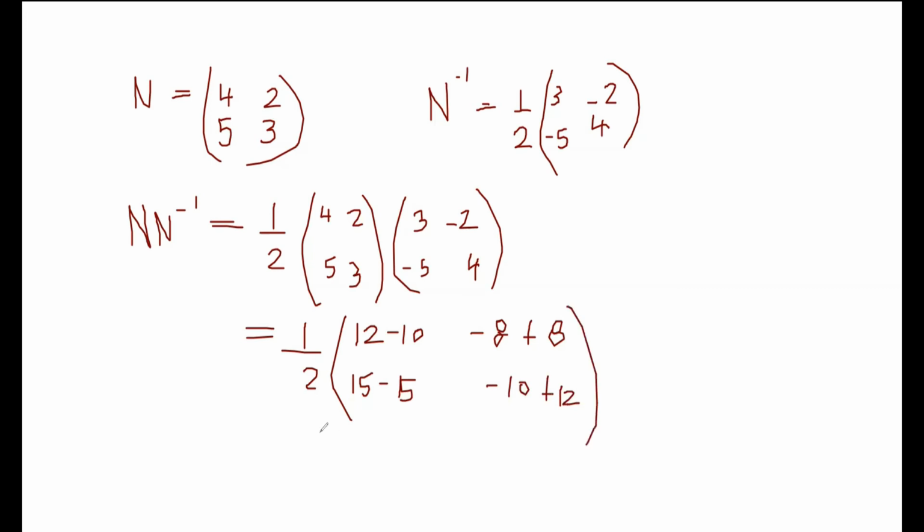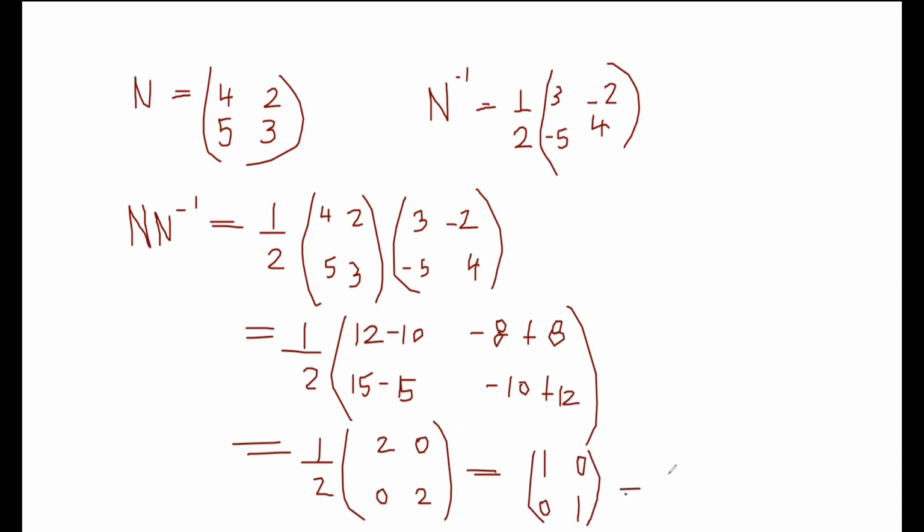So N times N inverse works out to be equal to a half of: 12 minus 10 is +2, -8 plus 8 is 0, 15 minus 15 is 0, -10 plus 12 is 2. So when you multiply everything by a half now, you get 1, 0, 0, 1. But 1, 0, 0, 1 is the identity I. So therefore, N times N inverse is I.